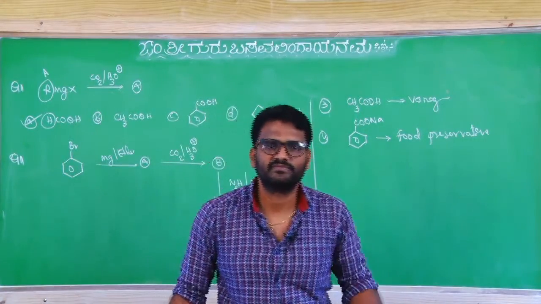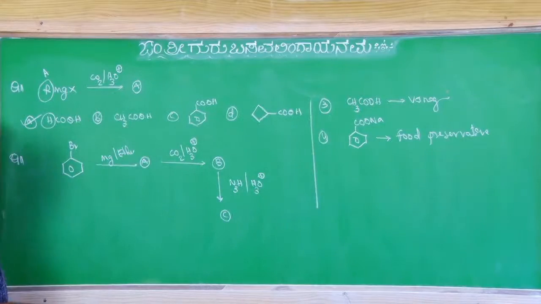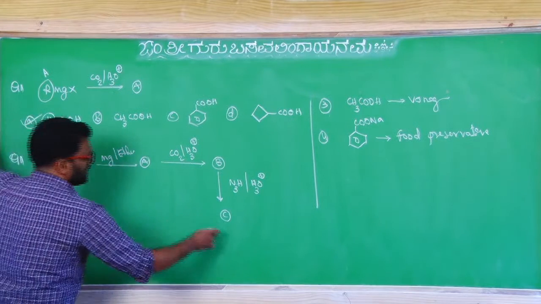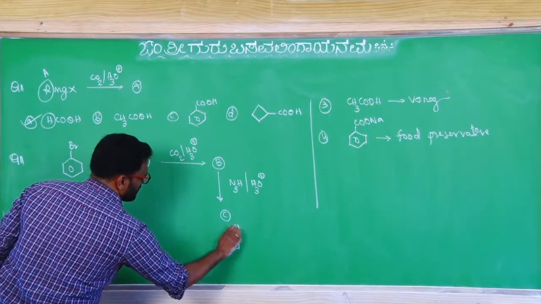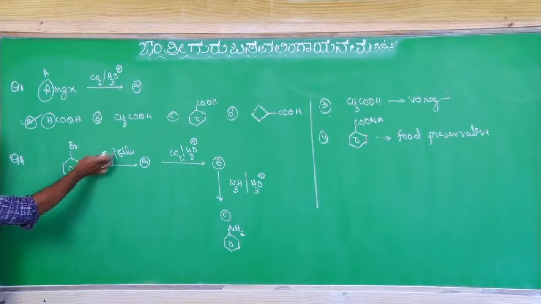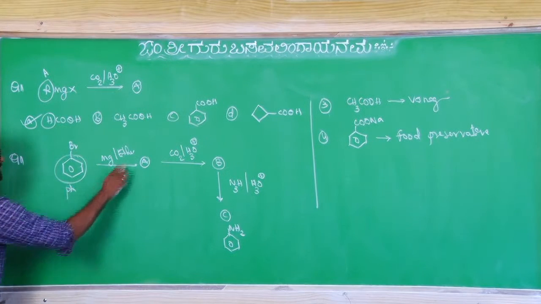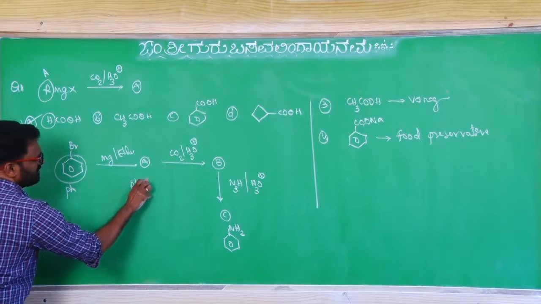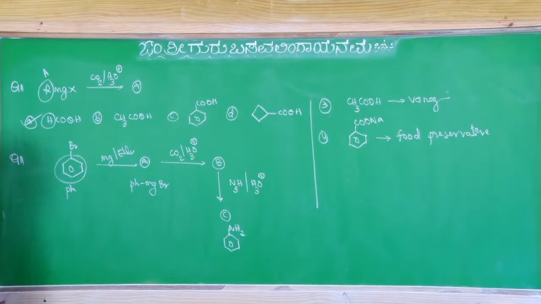The answer is aniline. So here, C is aniline. Here you will get RMgX, which is PhMgBr. You can take it as Ph. So you will get phenyl magnesium bromide, the RMgX preparation.